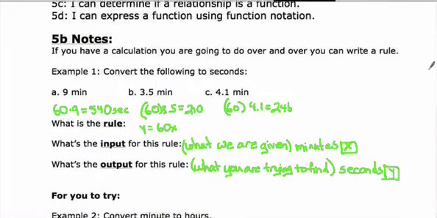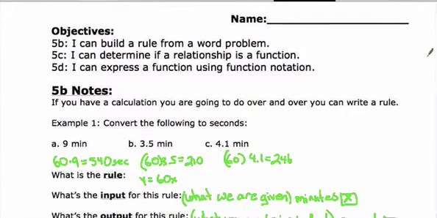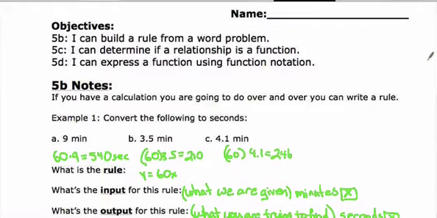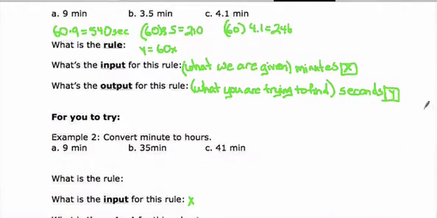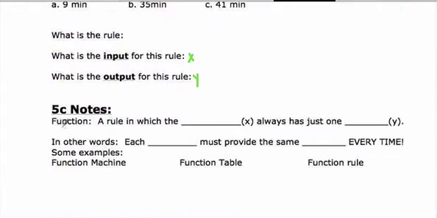Okay, 5C notes say, or objective says, I can determine if a relationship is a function. So what is a function? A function is a rule in which the input, so the x's, always has just one output, or y. In other words, each input must provide the same output every time.